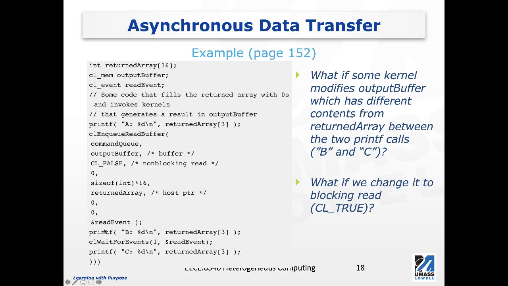And after that, we have another two printfs. We have printf B and printf C, and between them, I have CL wait for event, and then we're going to wait for one event, that is the read event.